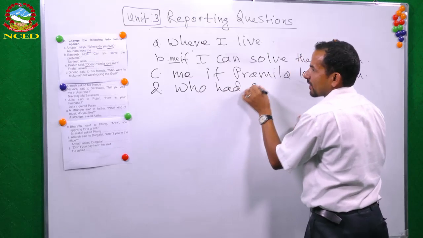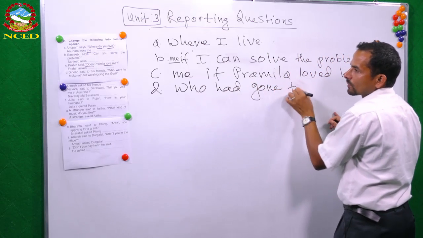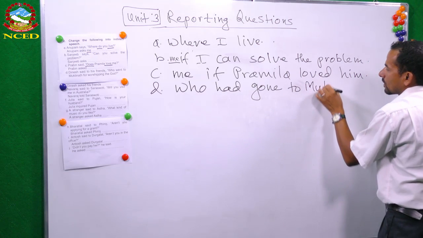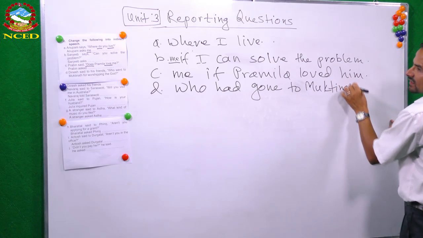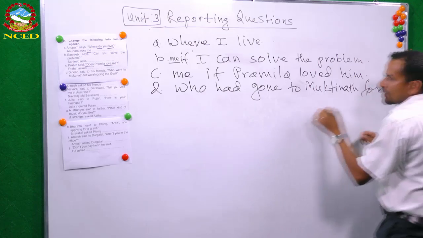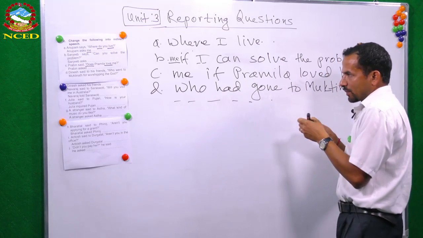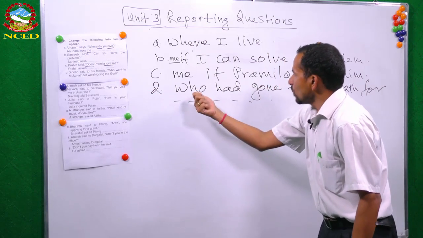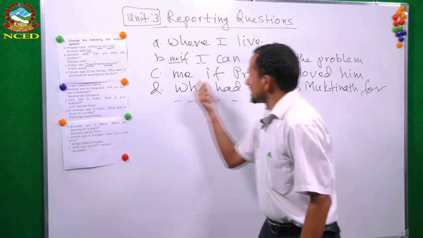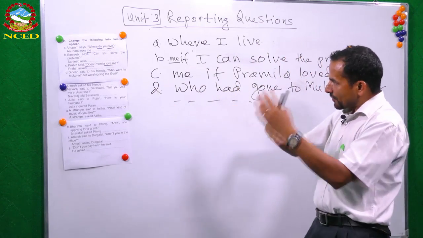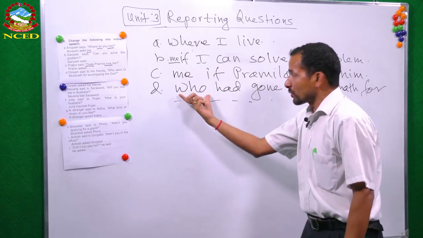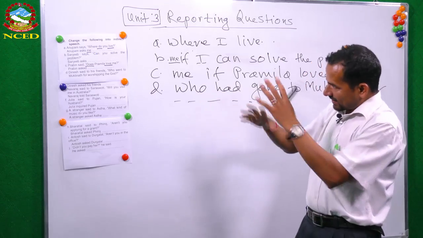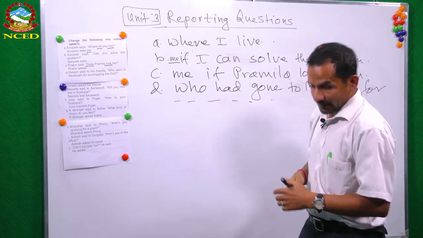Had gone to Muktinath for worshipping the god. You can just copy. Just notice the difference, right? Asked his friends who had gone. Simple past is changed into past perfect. And we are not rearranging that, because in a who question, if the answer is there at the beginning, then we don't rearrange the order of the words, right?